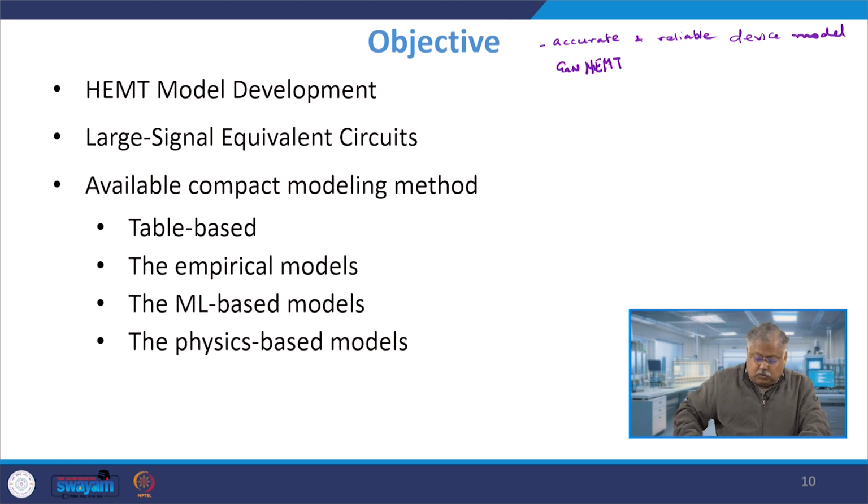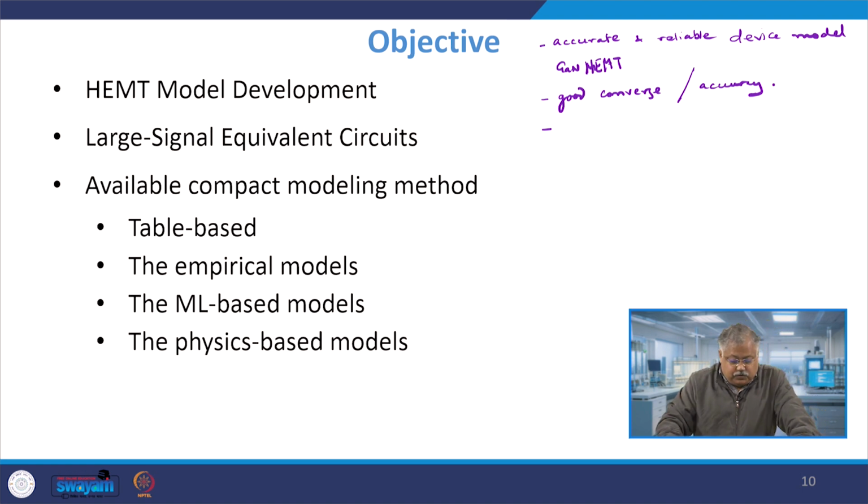In addition, the device model needs to have good convergence. When I say good convergence, I mean the time taken to converge is very small without compromising on the accuracy of the model. That is very important for any model to work fast, which means that you want a fast simulation time and very fast convergence rates, but without compromising on the accuracy of the model which you are going to choose. Let me show you the various modeling techniques which are available to us. What are the various modeling techniques available in the compact modeling case?